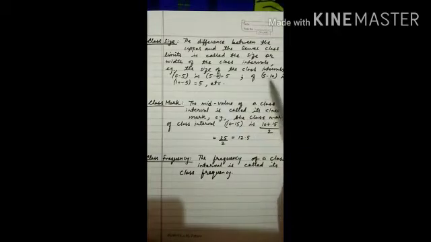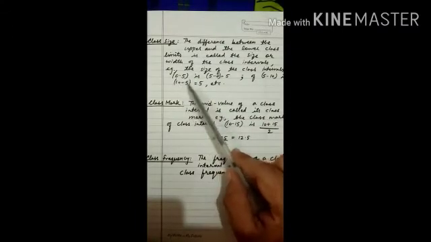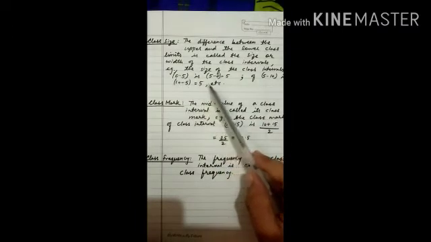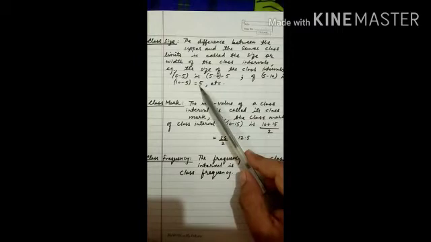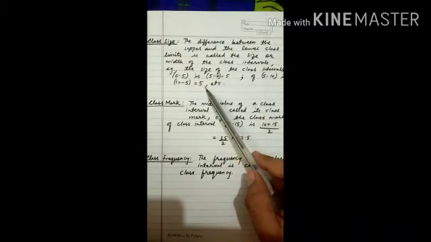There is a class interval 5 to 10. Its upper limit is 10, lower limit is 5, upper limit 10 minus lower limit 5 equals 5. This is known as the class size of any class interval.